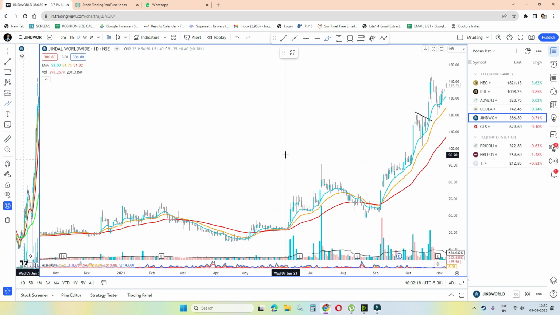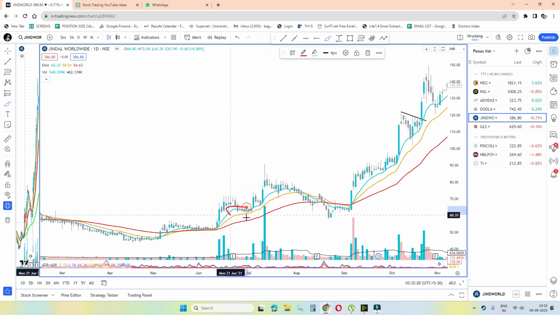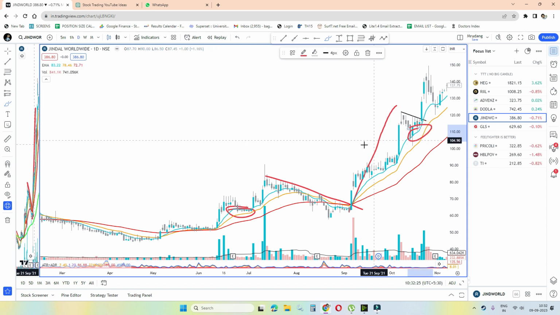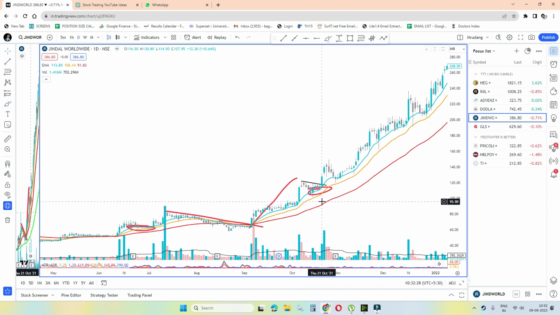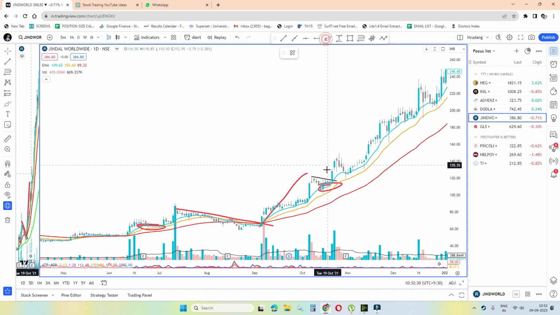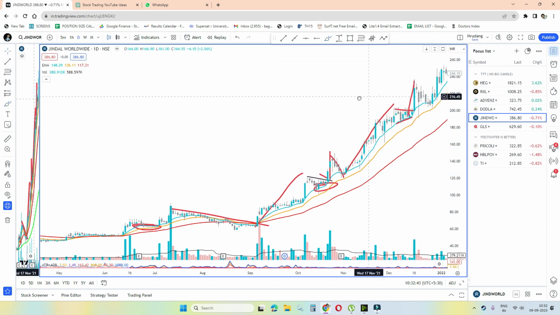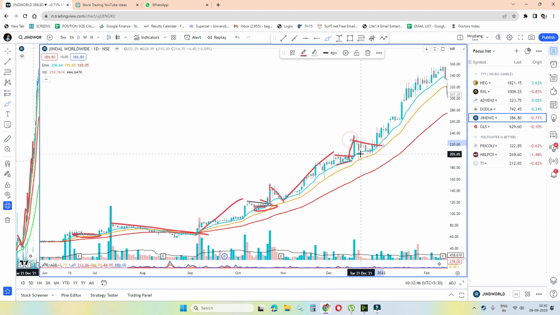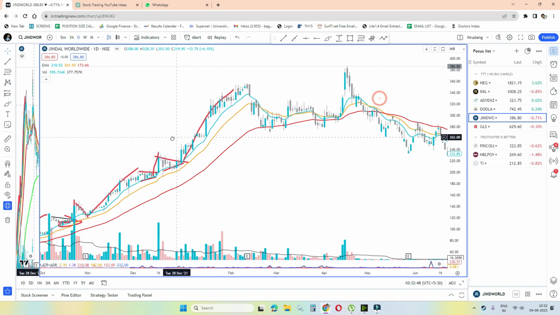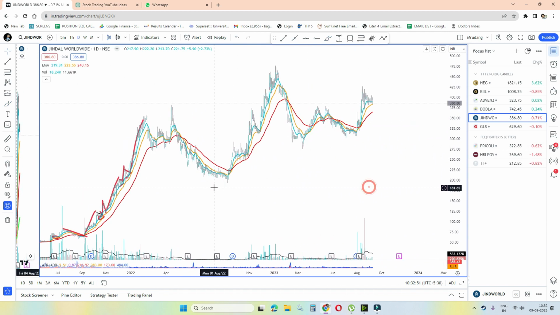Go through this area. It found support here, fell down, made a move, found support on the 10-day EMA. I traded it somewhere here. I traded this stock somewhere here. Again, it made higher, pulled back on the 10-day EMA, again moved up. Again built a range on the 10-day EMA, again moved up. Again built a range, gone up. It's a recent one, much better.